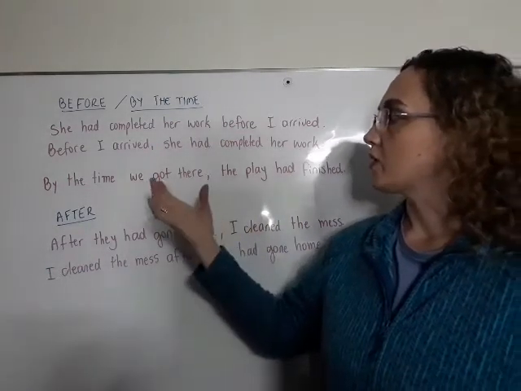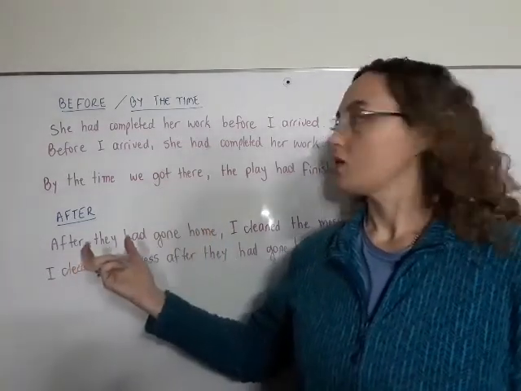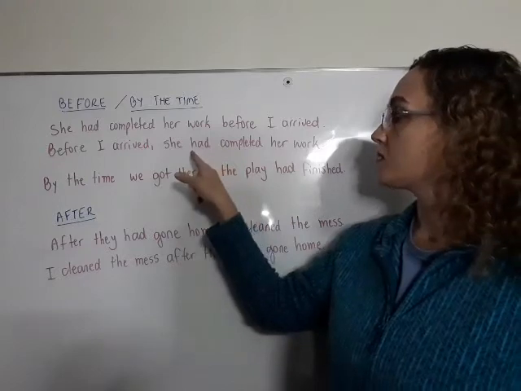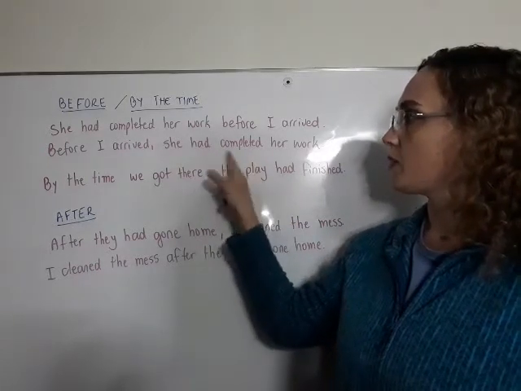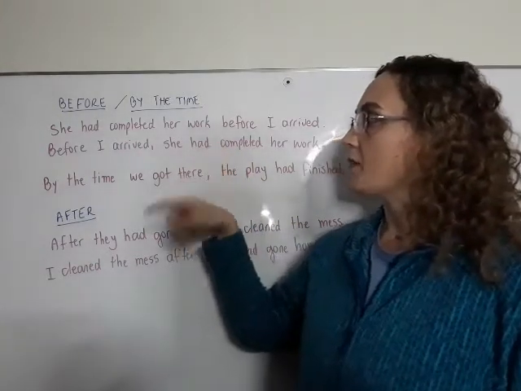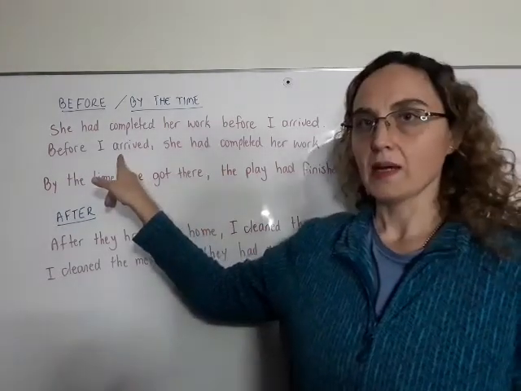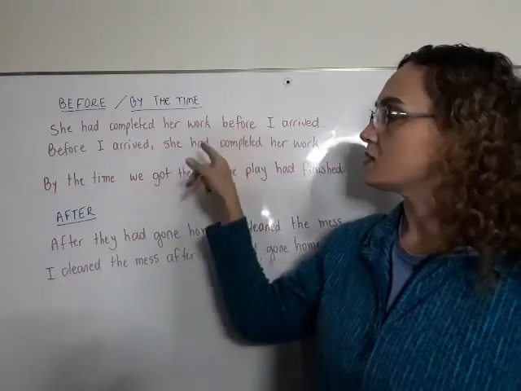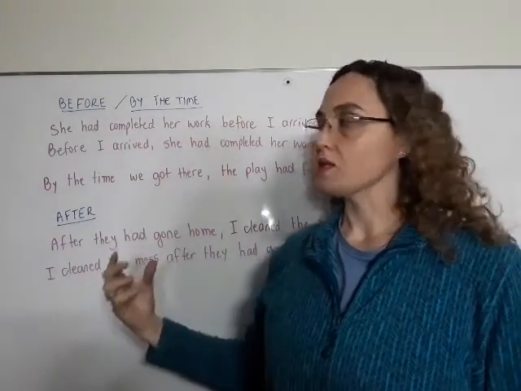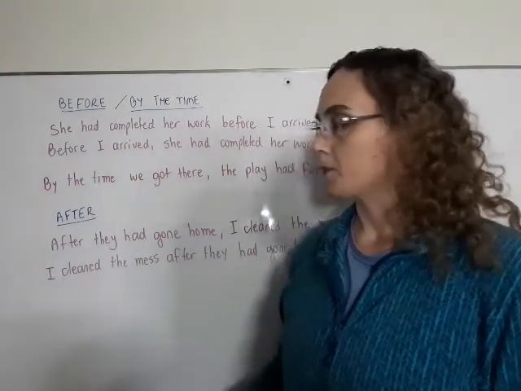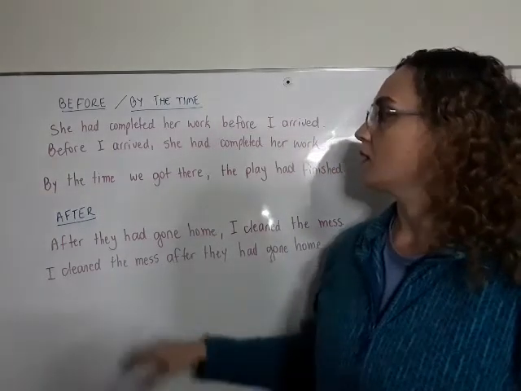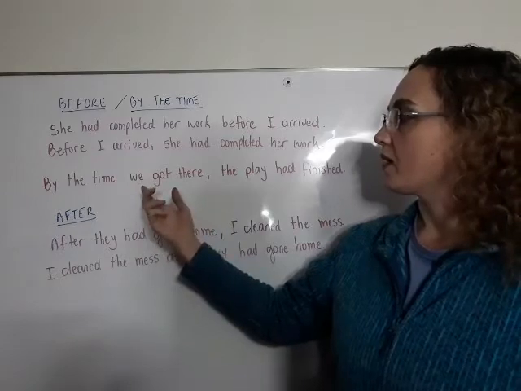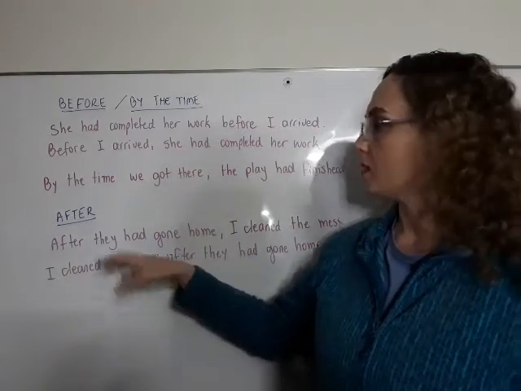What happened first? I arrived or they completed? They completed the work first. So the action that happened first is always in the past perfect. And the action that happened later is always in the past simple. No matter the position of the actions in the sentence, the most important thing is the sense we give to the sentence.